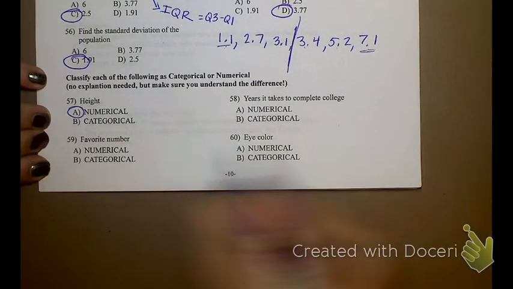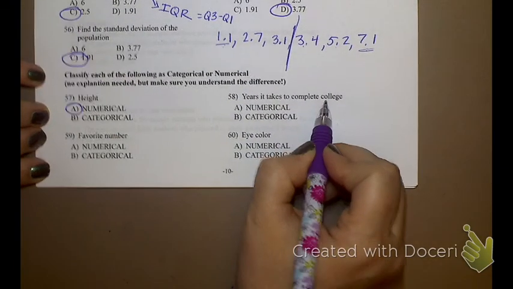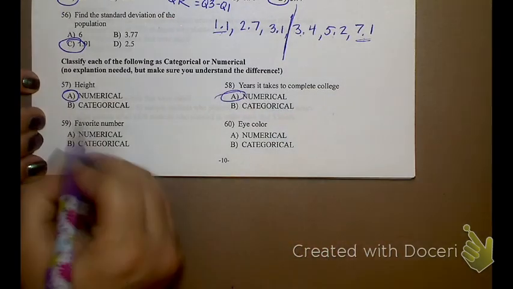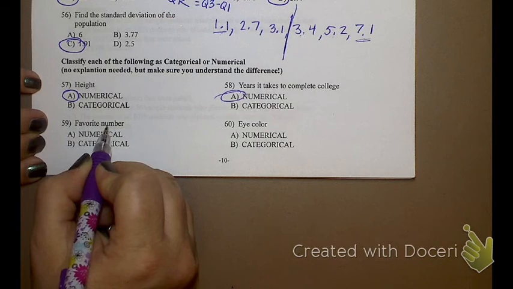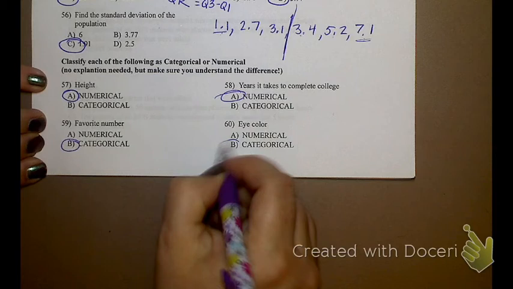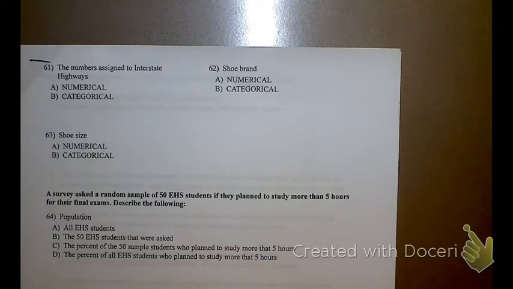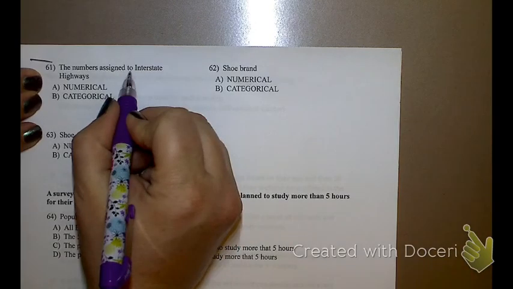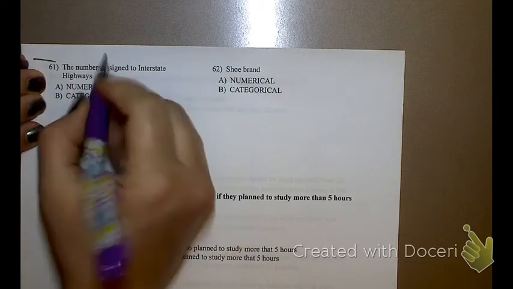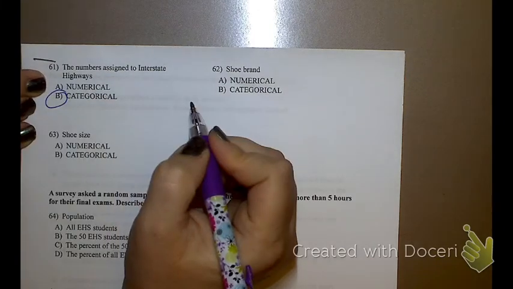Numerical. Years it takes to complete college, is that numerical or categorical? Numerical. Your favorite number? Categorical. That would be categorical, because if you said the average favorite number is 3.4, that really has no meaning to anyone. Eye color? Categorical. Also categorical. How about the numbers assigned to interstate highways, like the 210, the 15? Categorical, because the average of those numbers has no meaning for us.